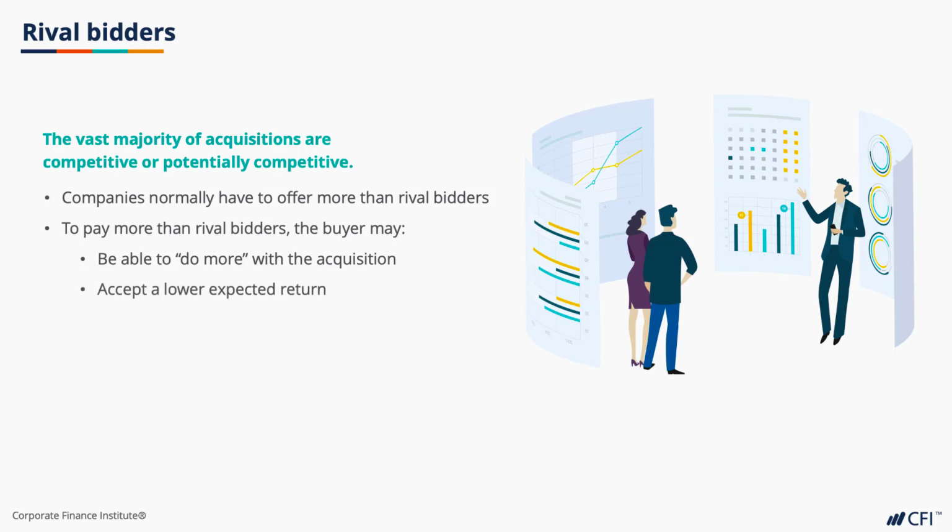Another reason could be they're simply willing to accept a lower expected return. By paying more, their expected return becomes less, all else being equal. Or finally, they could just have a different view or a different forecast for the future that's more optimistic and therefore justifies paying more. But in any event, a competitive process will likely go to the very highest bidder.